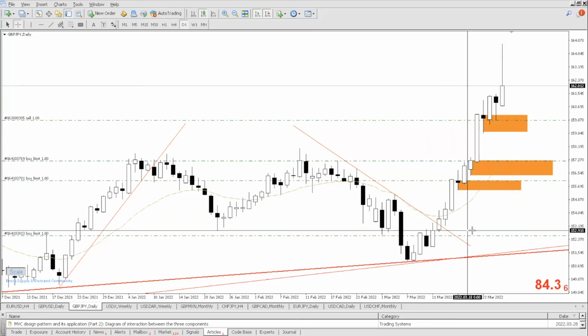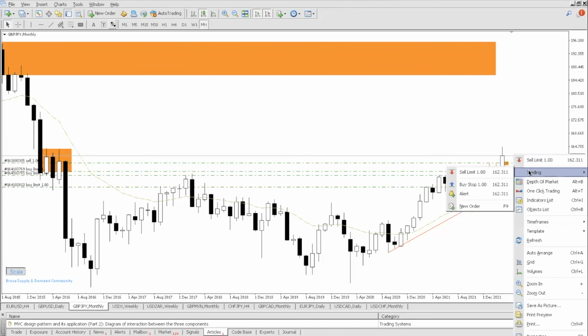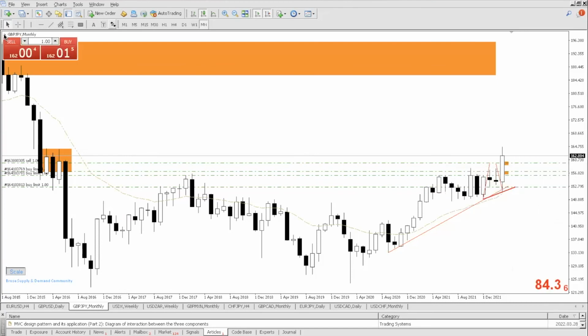And from here to here, guys, if you were to take, okay, I'm going to show you something. Let me just buy. I'm going to just buy with 0.01. Okay. I want to show you something here. Okay. That is a buy.